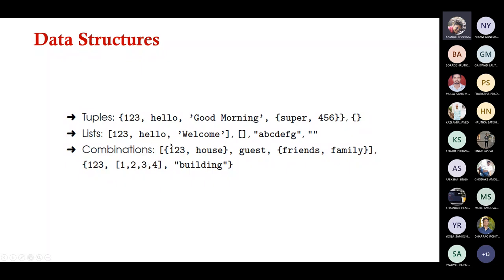So this is a list. This signifies a list, but in the list you can have tuples as well. So this is how it represents. Or you have a tuple and in the tuple you have a list. So just remember the syntax of a tuple, list and combinations.